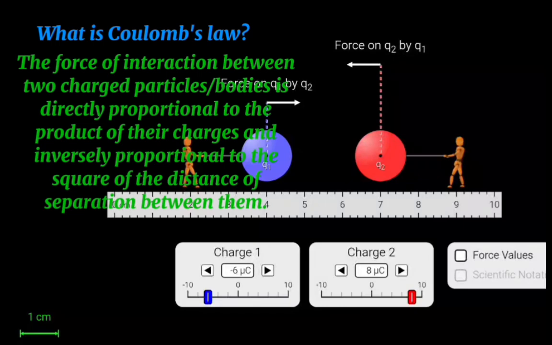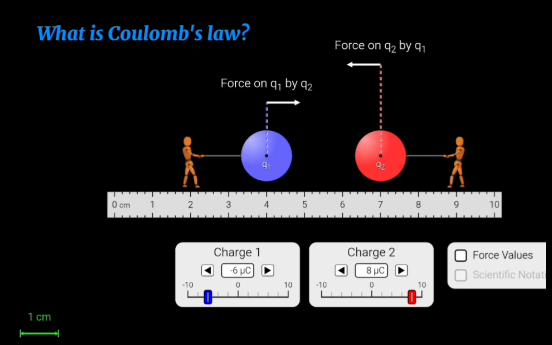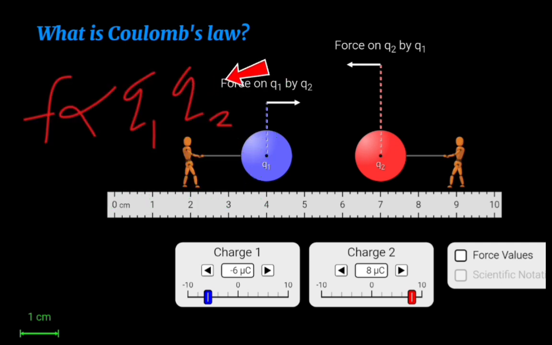Again, the force of interaction between two charged bodies or particles is directly proportional to the product of the charges and inversely proportional to the square of the distance of separation between the charges. Coulomb's law, as I have stated, can be split into two. One part says that the force of interaction between two charges is directly proportional to the product of the charges.